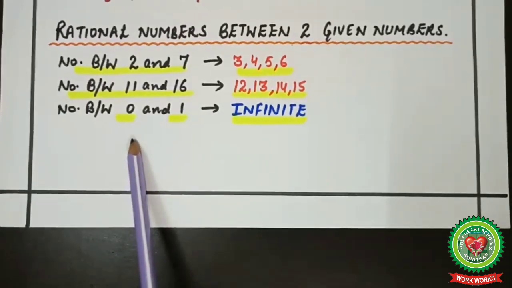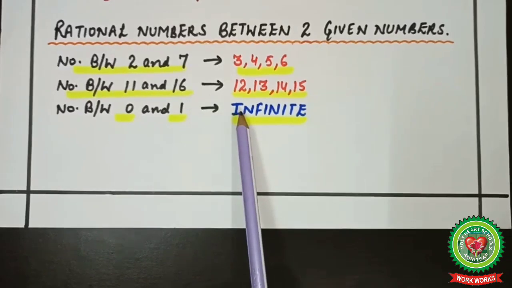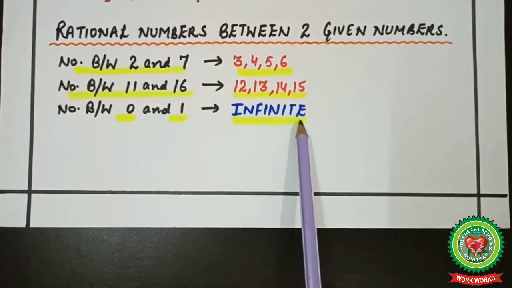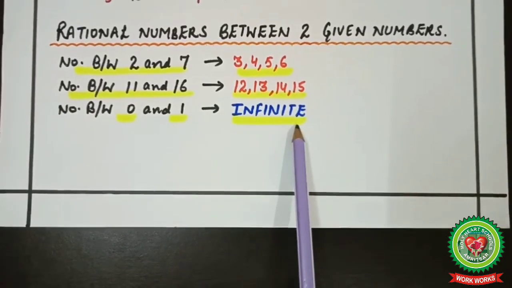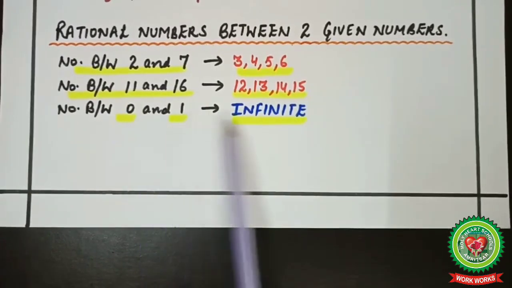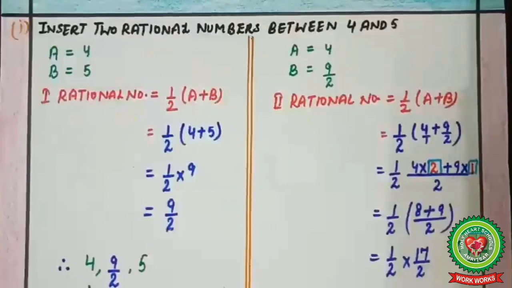But when I ask you the number between 0 and 1, what will be the answer? There are infinite numbers like 0.1, 0.2, 0.3 and so on, right? So that means there are infinite numbers. So students, in this way we can find infinite numbers between two given rational numbers, right? So our today's topic is how can we insert two rational numbers between two given numbers. So let's get started.